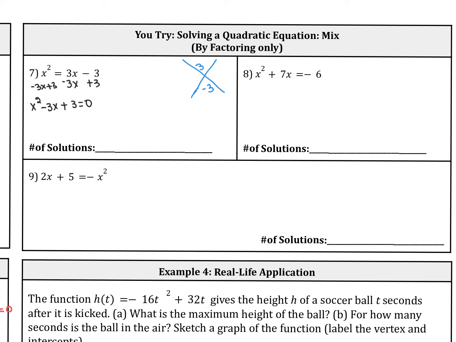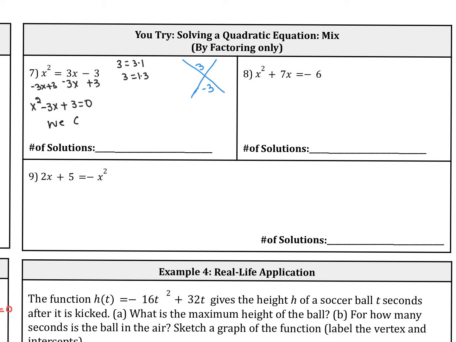So the factors for 3 are 3 times 1 and 1 times 3. Those are the only two factors for 3. You can see that neither one of them, when you add or subtract, gives me negative 3. Although when I multiply them, it gives me 3, when I add or subtract, I do not get -3. Neither one of the factors is going to work. It means we cannot factor.